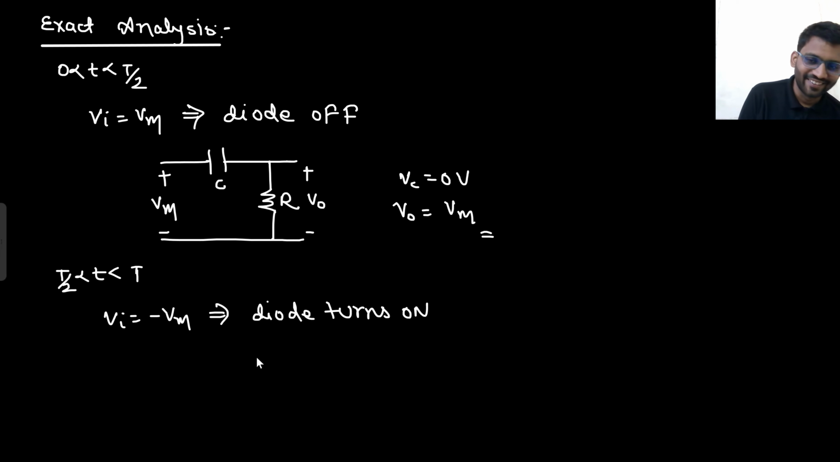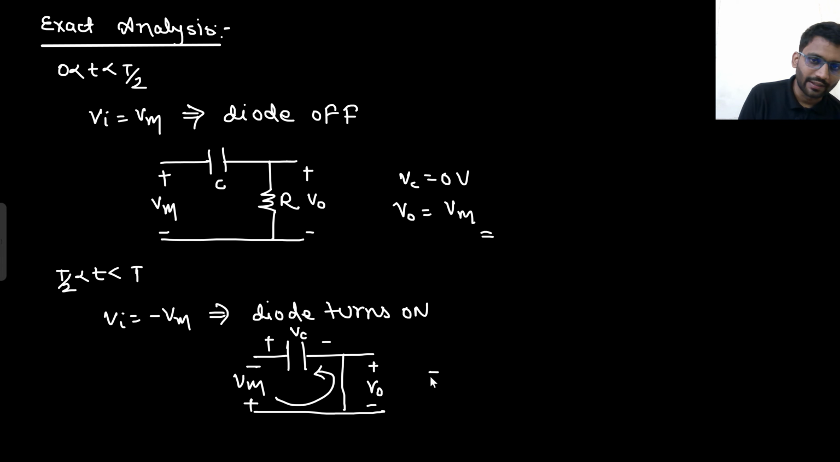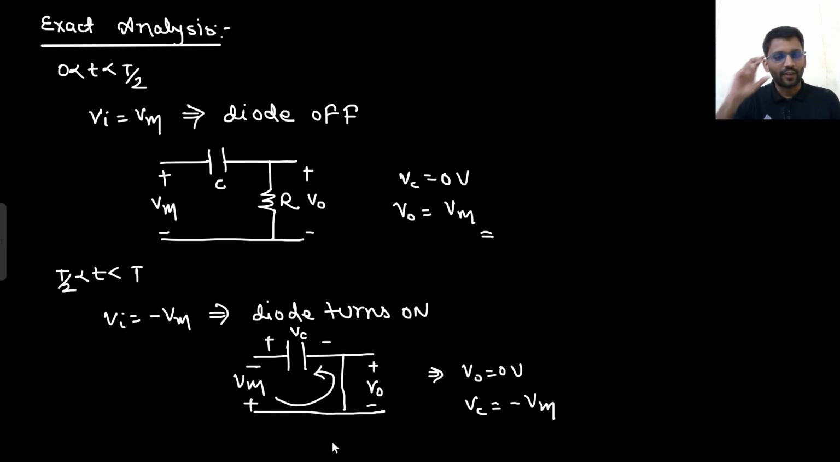Better I should make it. The diode turns on. So this will be the condition. Now the applied input is minus Vm, so this is the direction. Now the capacitor will get charged in this direction. This is our Vc, and this is V naught. So currently what is your V naught? V naught is 0 volt, but what is your Vc? Vc is minus Vm.